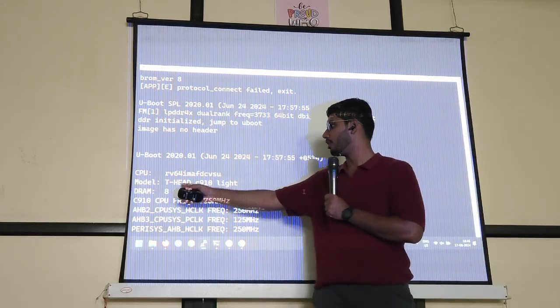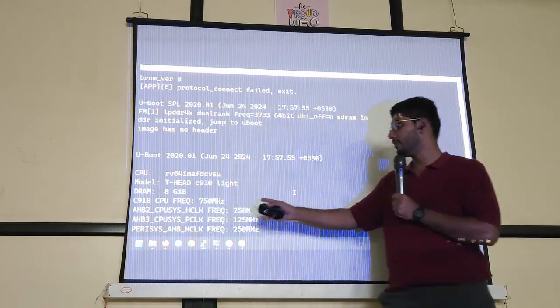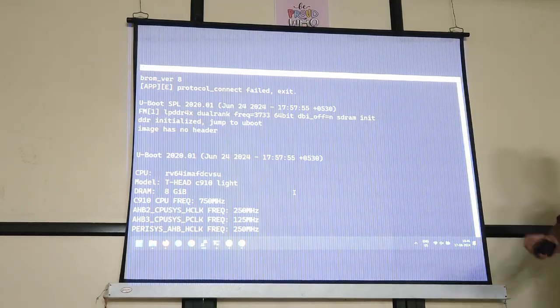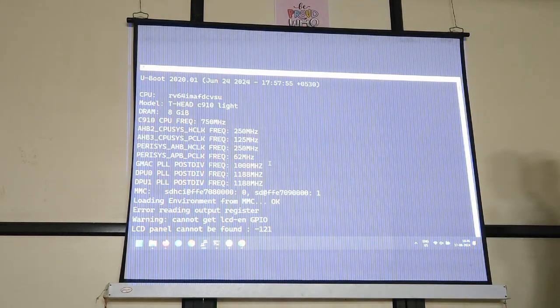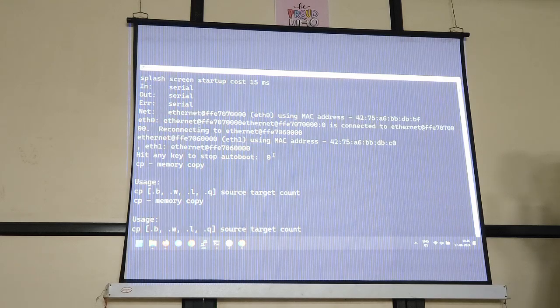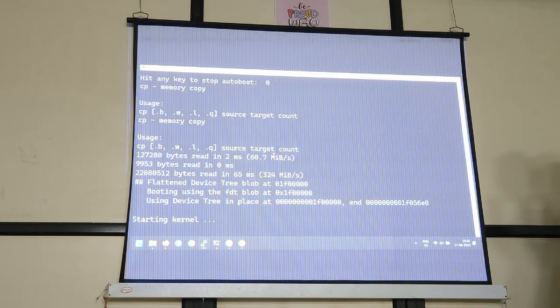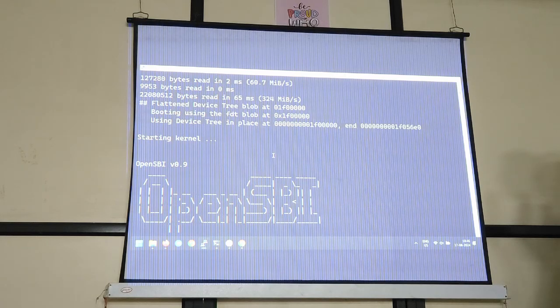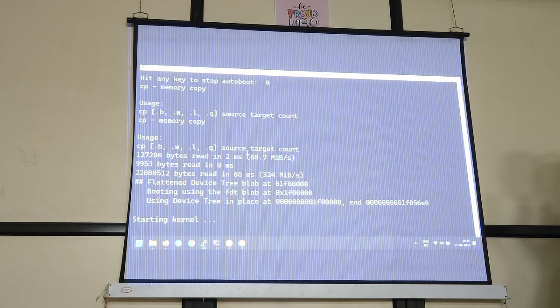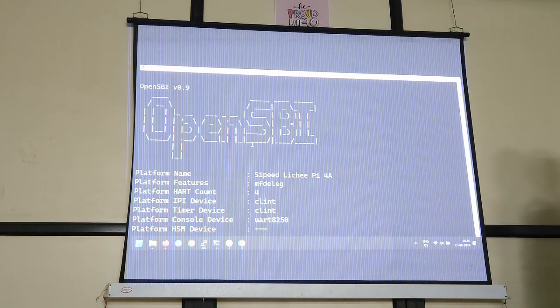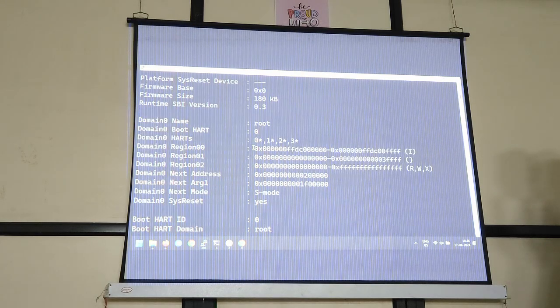After that, see, it prints out everything. What is the CPU? What is the model? Then DRAM, everything, the CPU frequency and all. All these things are there. Then a lot of output about serial, then Ethernet frames, all. Then after that, we get the OpenSBI banner, and here we get the SBI.